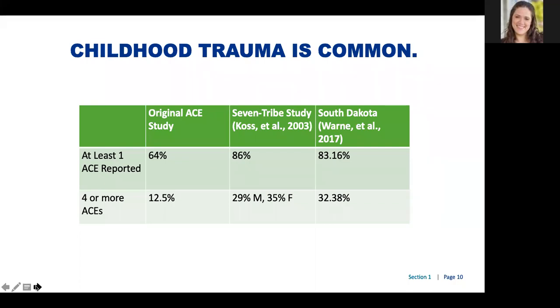I've highlighted 2 studies here. That middle column of numbers is a study that occurred across 7 different tribes, and then that last column that says South Dakota, it looked at all people identifying as American Indian or Alaska Native living in the state of South Dakota. And so what you will see is more people were reporting at least 1 ACE, and more than double were reporting 4 or more ACEs.